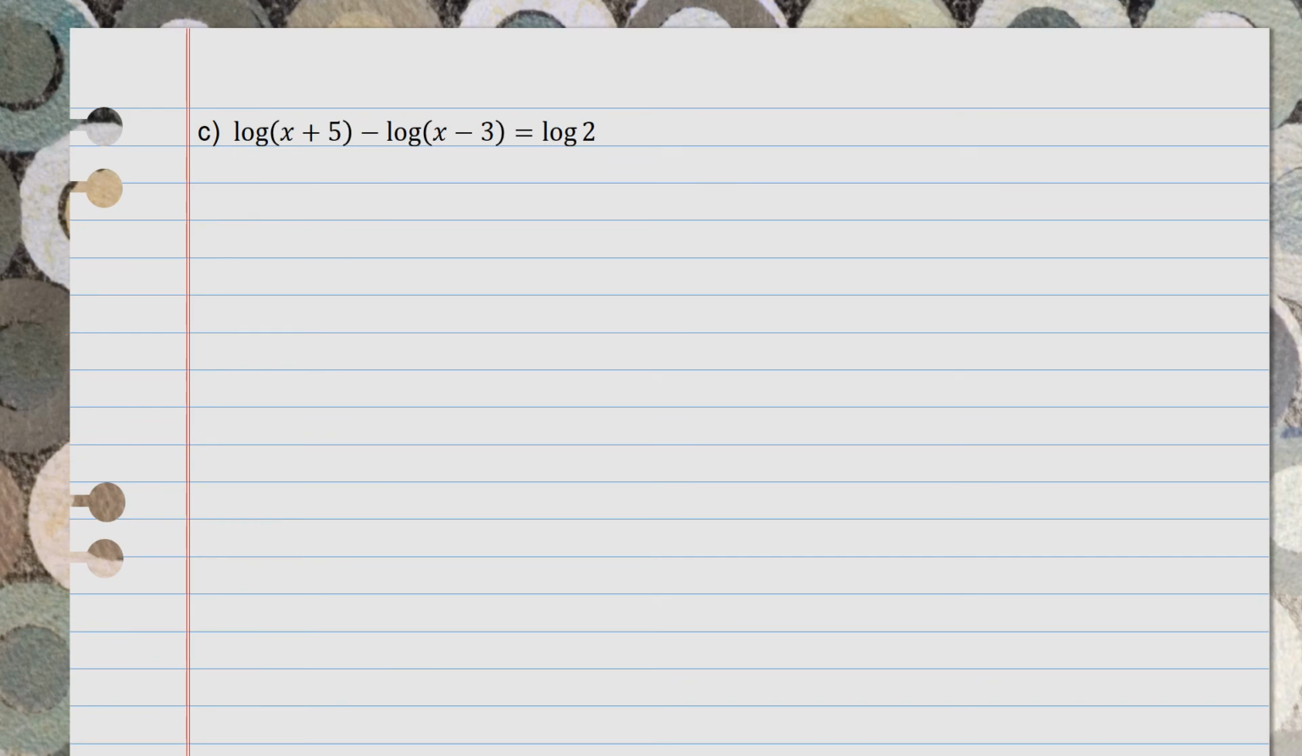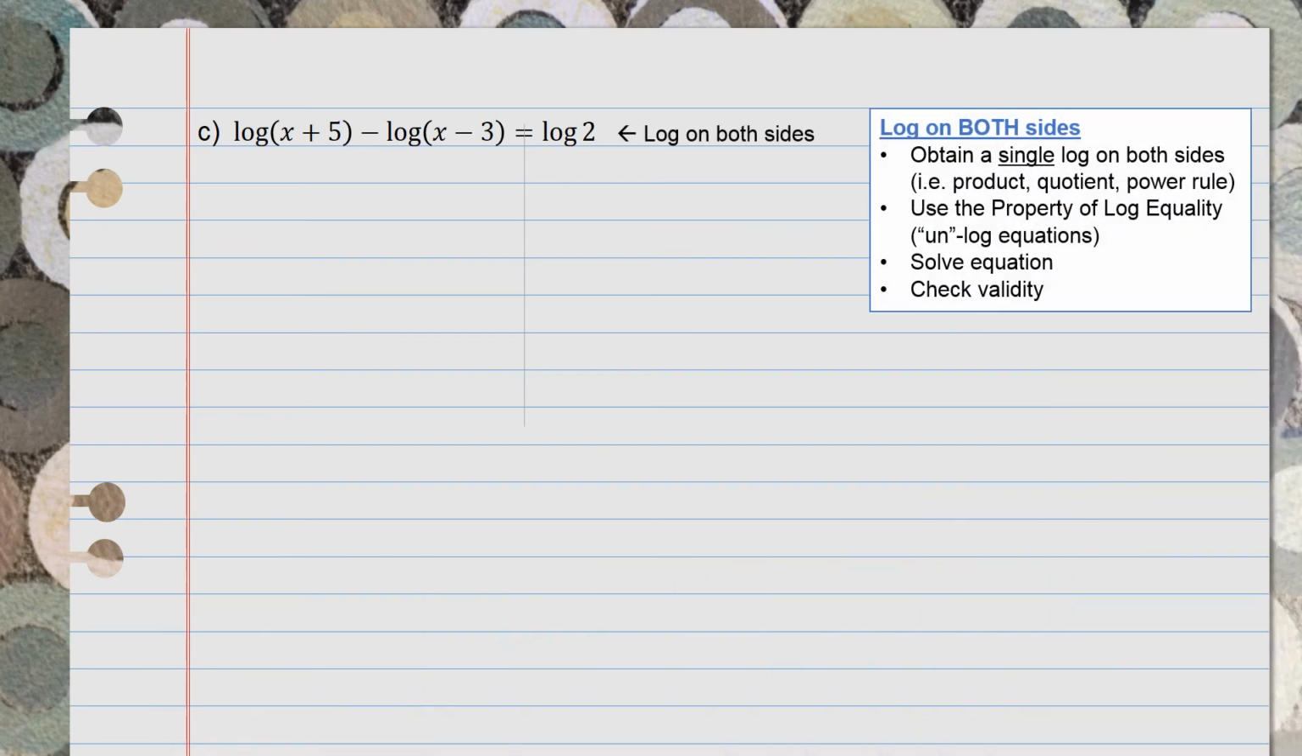For C, we have log of x plus 5 minus log of x minus 3 equals log 2. Again, draw your line at the equal sign. And now we check, do we have log on one side or both sides? In this case, we have log on both sides. So our steps are a little bit different. First, it says obtain a single log on both sides. So looking on the left side, do I have log only appearing once? No, I actually have it twice.